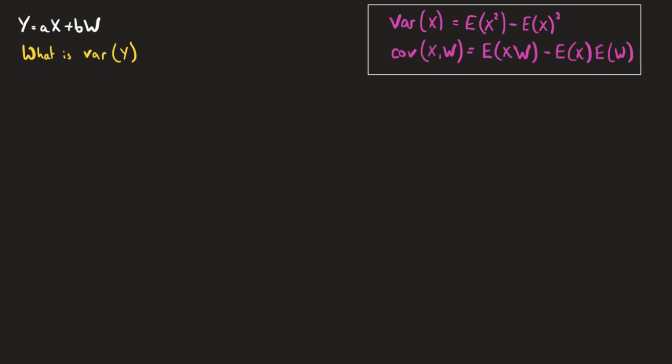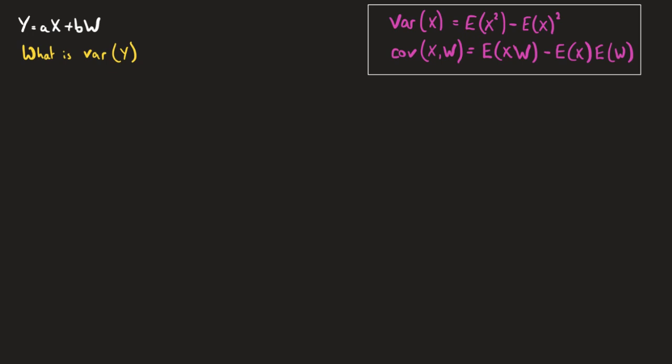Later on in the problem, it's going to be important to know the formulae for the variance and the covariance between two variables. The variance of a random variable x is just defined as the expectation of x squared minus the square of the expectation of x, and the covariance is equal to the expectation of x multiplied by w minus the product of the expectations.